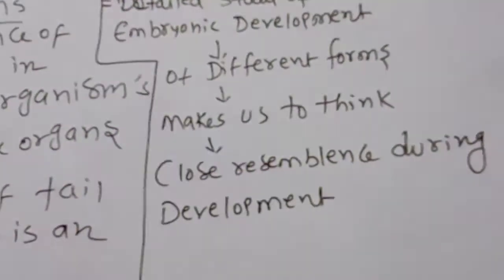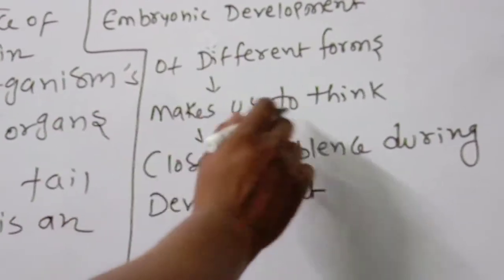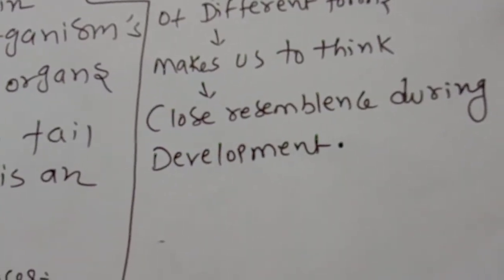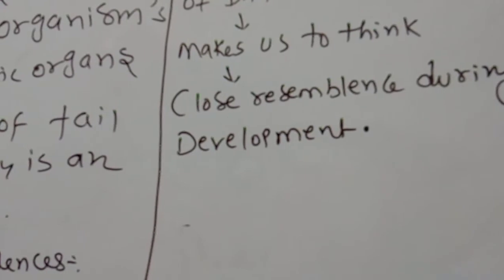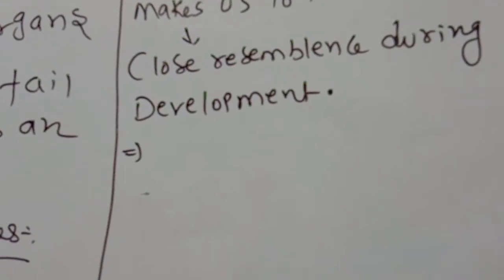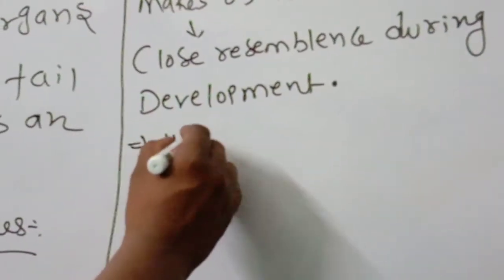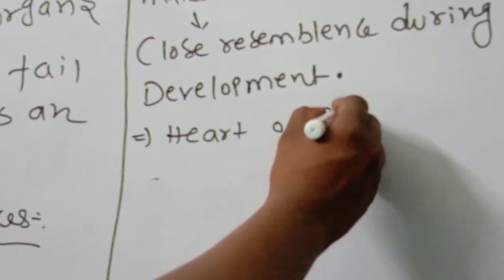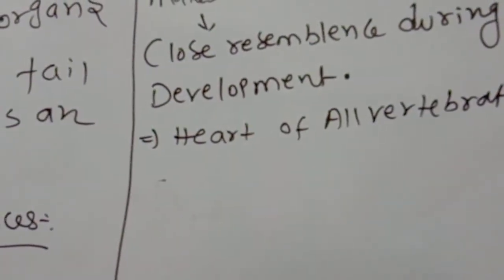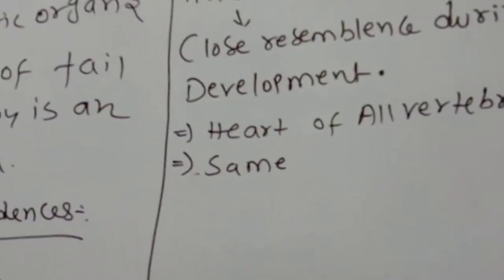So the detailed study of embryonic development of different forms makes us think of close resemblance during development. For all species, all animals, embryology gives information about close resemblance during development. All are very close to each other. For example, take the heart of all vertebrates. What about the heart of all vertebrates? The development pattern is the same.